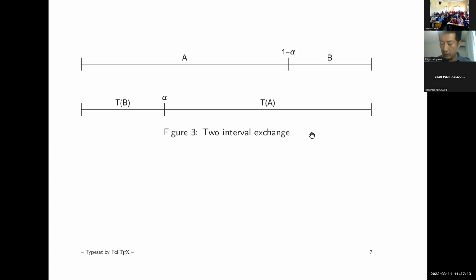So let me review this one. It's a 2-interval exchange. A goes to TA and B goes to TB in this manner. So it just exchanges 2 intervals, and in this case alpha is the slope of the rotation, and 1 minus alpha is written above. This is a very important point, so just remember this place.